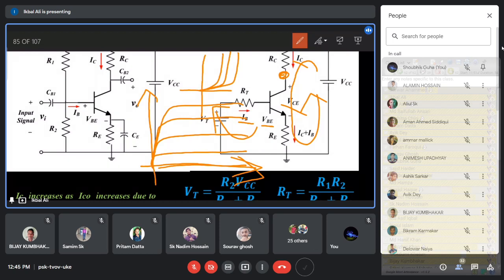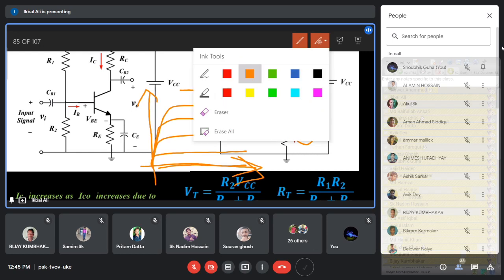So in the output characteristics curves of the transistor, the variable is IC, the collector current, with respect to VCE. The third parameter is IB. I'm saying this because you may have forgotten it, but you have said it correctly.